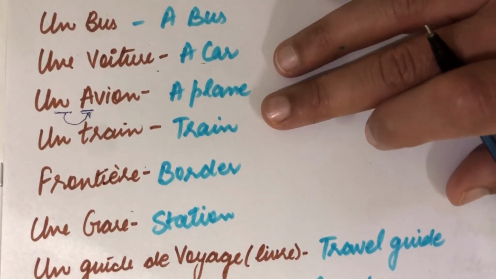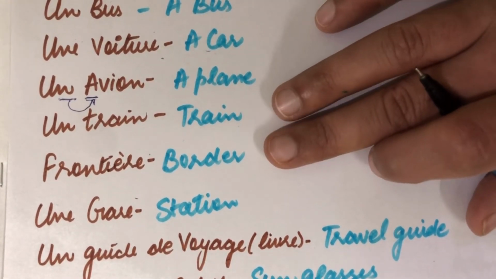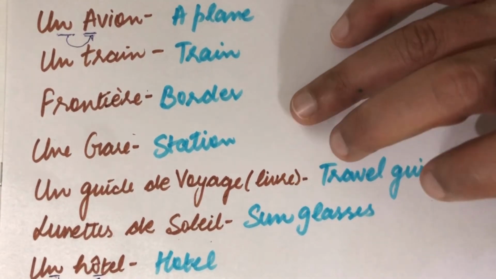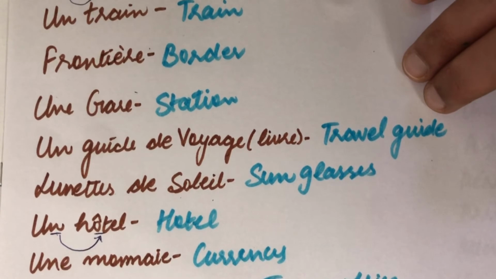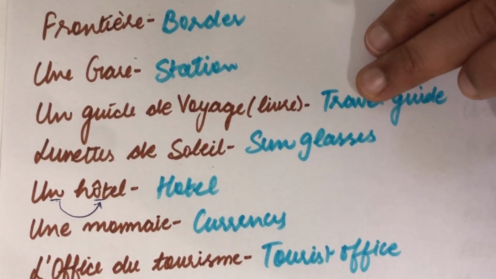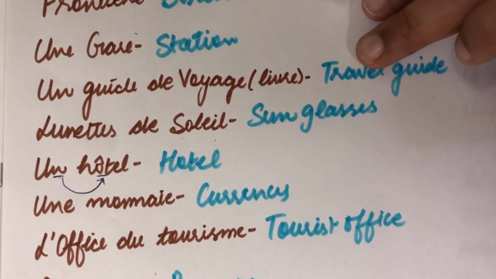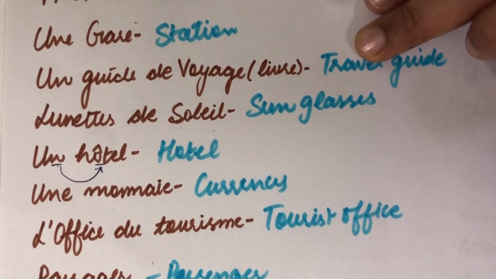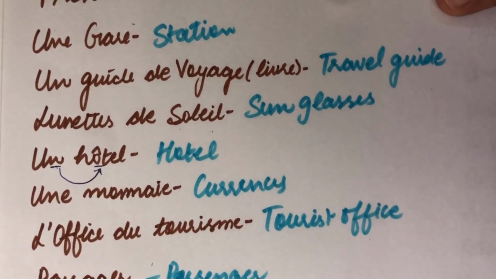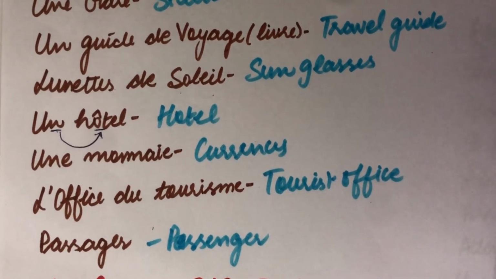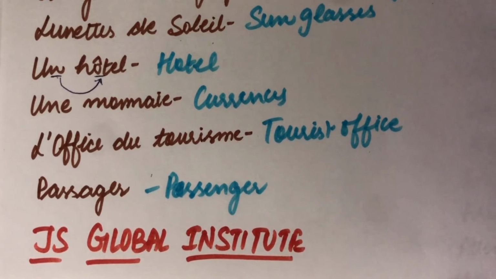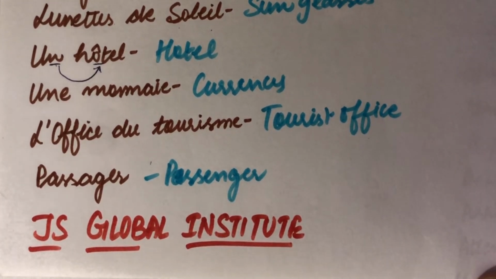Un train, that is train. Frontière, that is border. Une gare, that is station. Une guide de voyage, that is travel guide. Lunettes de soleil, that is sunglasses. Un hotel, that is hotel. Une monnaie, that is currency. Also we used above another word for the currency, that was argent and devise. Okay. Next is l'office du tourisme, which is tourist office. And the last one is passager, that is passenger.